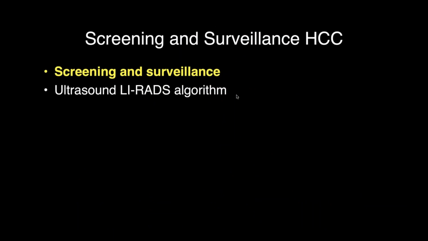So I want to talk briefly about some of the rationale and background of why and how we do screening and surveillance for HCC, and then we will move into the ultrasound LI-RADS algorithm.